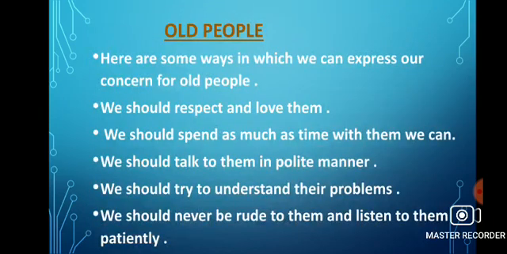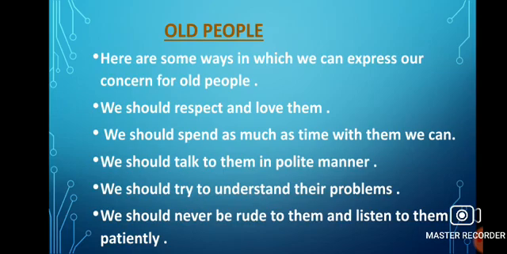Now the next topic is old people. Here are some ways in which we can express our concern for old people. We should respect and love them. We should spend as much time with them as we can. We should talk to them in a polite manner.